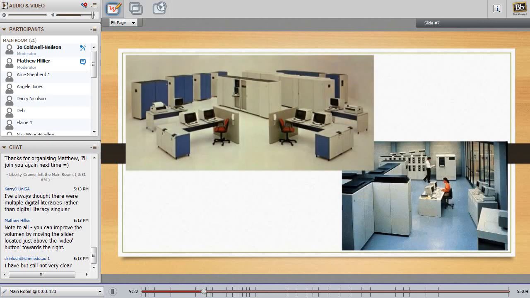In the 1990s, when Gilster articulated his definition of digital literacy, a computer looked like this. This is an IBM mainframe. Only experts had access to the computer, people like programmers and operators and so on. Users accessed the data via an interface that was designed to hide the technology.